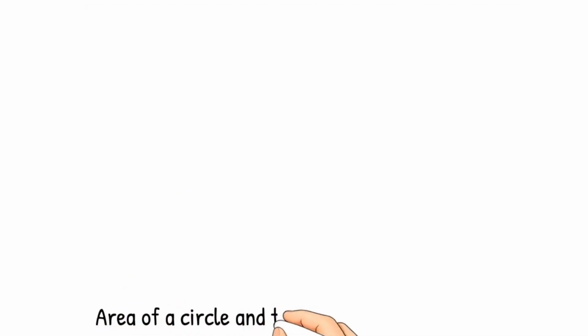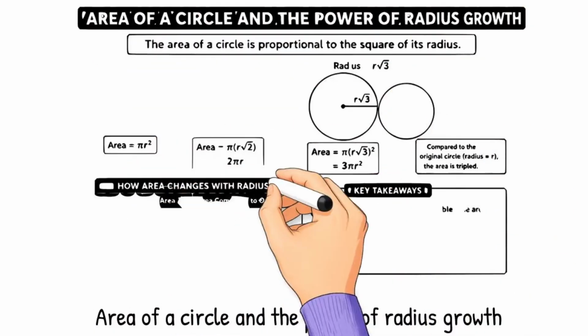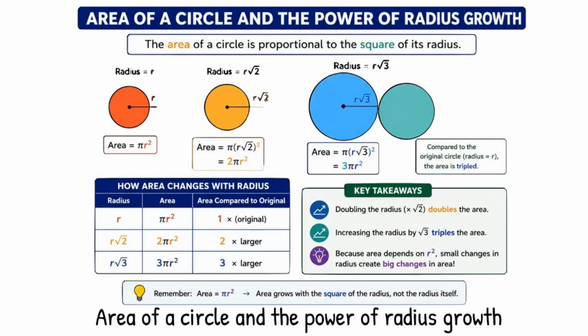Circles also have area, not just circumference. The area is A equals pi r squared, which shows how strongly the size of a circle grows as the radius increases. If the radius doubles, the area becomes 4 times as large. That makes circles unique. Small changes in radius create big changes in area.